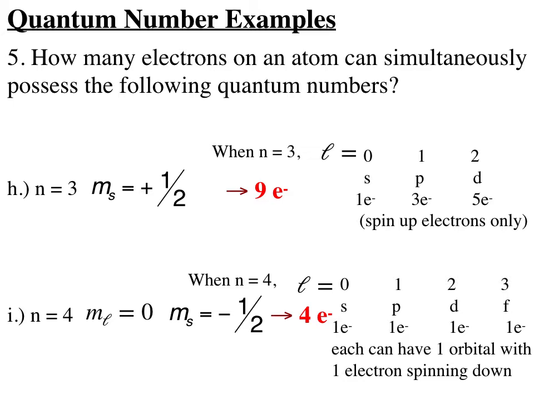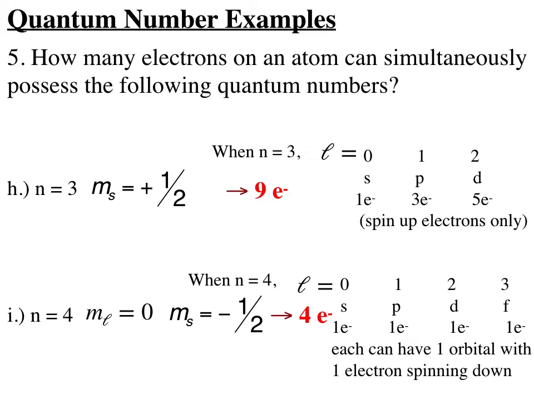Now, in the s orbital, since it's non-degenerate, you can put 1 spin-up electron. The p orbitals are triply degenerate because 2l plus 1 is equal to 3, and you can put a spin-up electron into each of those, so that's 3 more electrons. The L equal 2 orbitals have 2 times 2 plus 1, or 5 degeneracy, so D's have 5 at a time. And you can put 1 spin-up electron in each of those, so I will have a total of 5 plus 3 plus 1, or 9 electrons simultaneously possessing n equal 3 and M sub S equal plus 1/2.